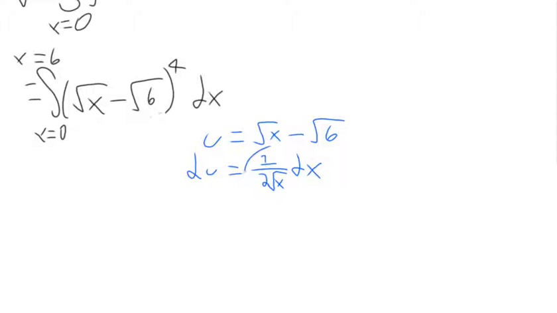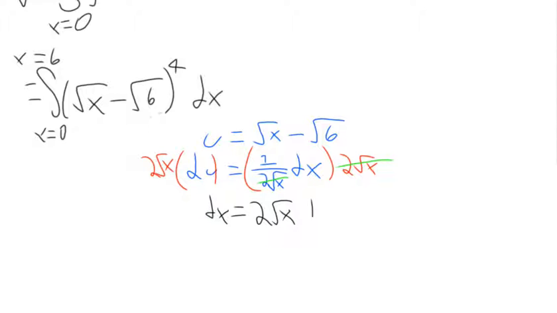Well, I don't have anything to cancel out with this. So let me go ahead and solve for the dx. I'm going to multiply both sides of this equation by 2 times the square root of x. So I'll just do that on both sides, and you'll see that these cancel, and we get that dx equals 2 times the square root of x times du. And now we can start rewriting this integral in terms of u.